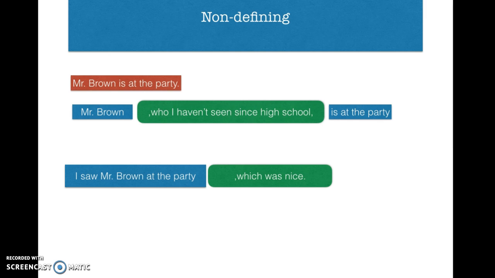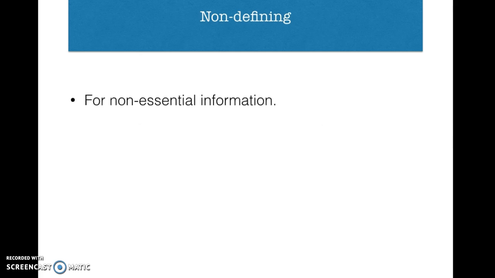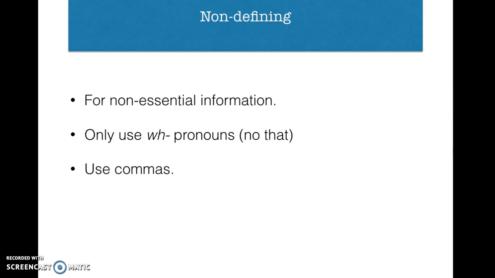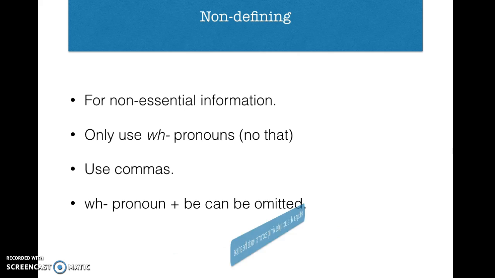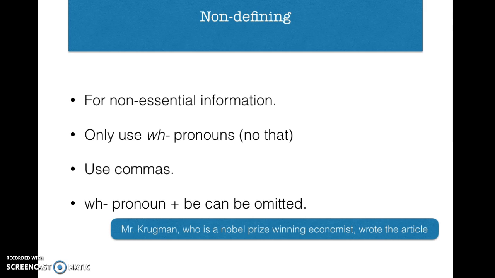And as you can see, there's a comma before the relative pronoun. A little bit more information on them. It's for non-essential information. You can take these out or put them into sentences as you wish. We don't use that, okay, only use the WH pronouns, and we use commas to separate them. With defining relative clauses, we don't use commas. And you can also take out the WH pronoun as well. So for example, Mr. Krugman, who is a Nobel Prize winning economist, wrote the article. You can take out who is and just have a Nobel Prize winning economist.